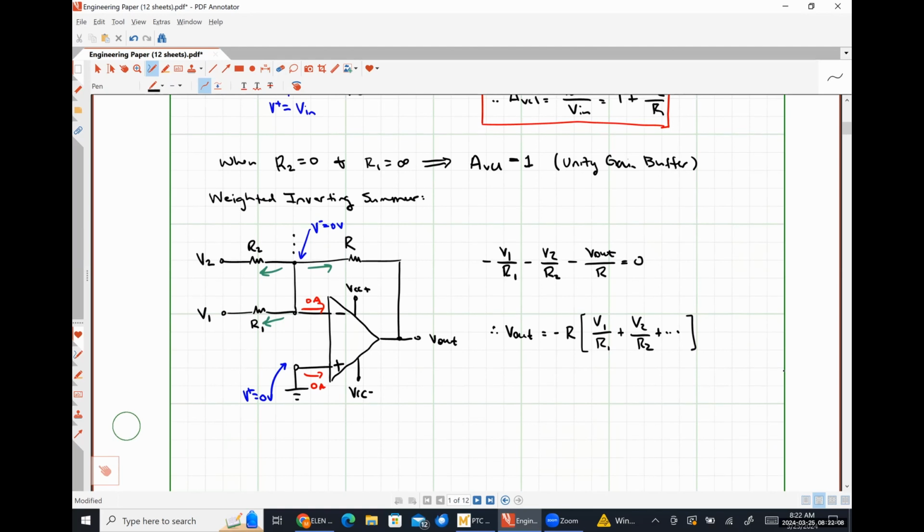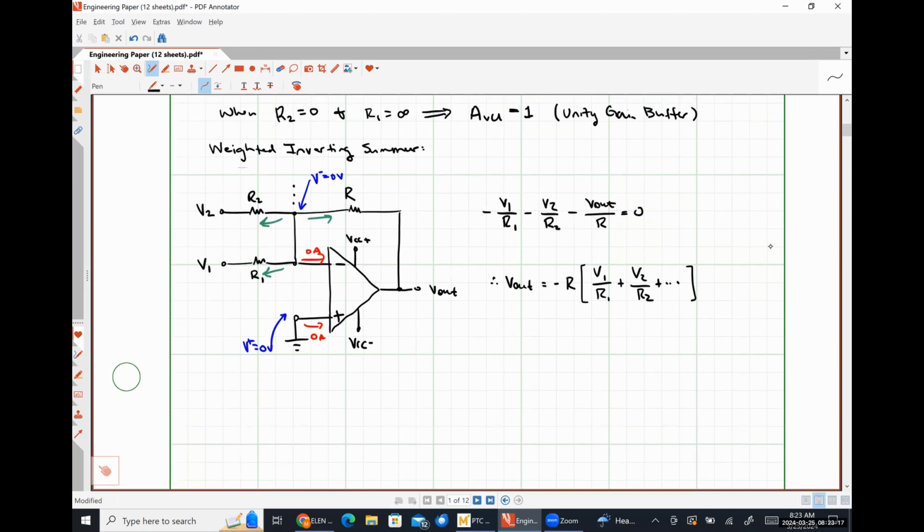So we can't really define a closed loop voltage gain here in a general sense because we have multiple input signals. But we can pretty easily see that the input signal V1 is experiencing a voltage gain of negative R over R1. The input signal V2 is seeing a voltage gain of negative R over R2, etc. So each of these input signals is experiencing a different scaling factor, which is where the weighted term comes from. And because our output is dependent effectively on the sum of those weighted input voltages, that's why we have a weighted inverting summer. Okay. So this circuit effectively allows us to perform the mathematical operation of addition of different analog input signals, where each input signal is scaled by some different factor.